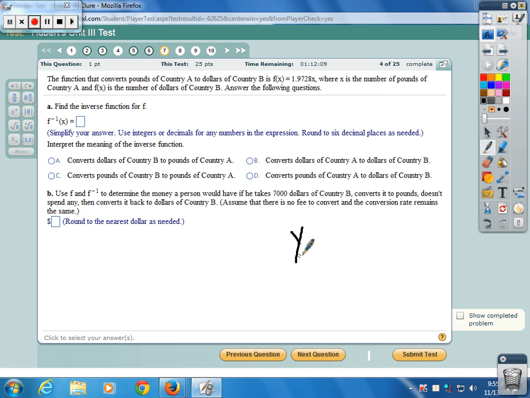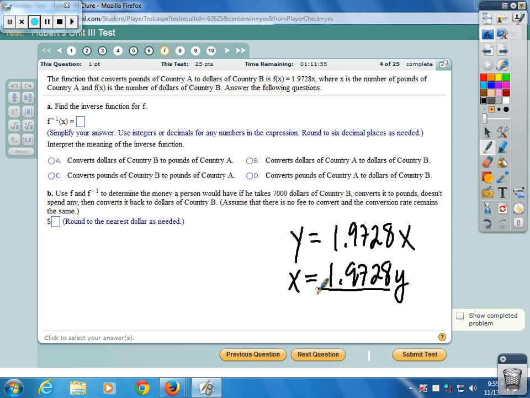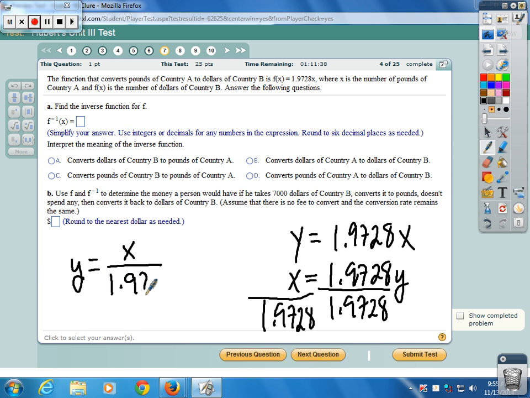So y is equal to 1.9728 x. So I'm going to switch it around. x is equal to 1.9728 y. And then I'm going to solve for y. 1.9728. So y is equal to x over 1.9728. Now, what is y?